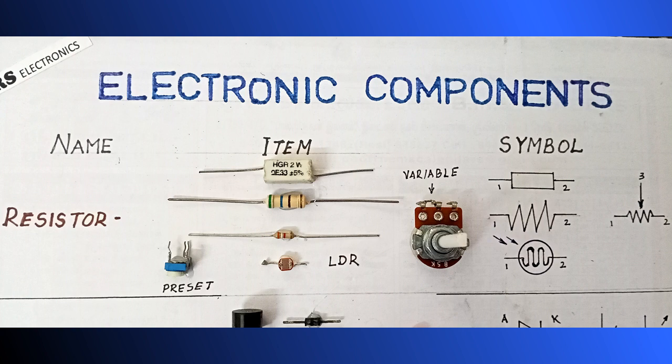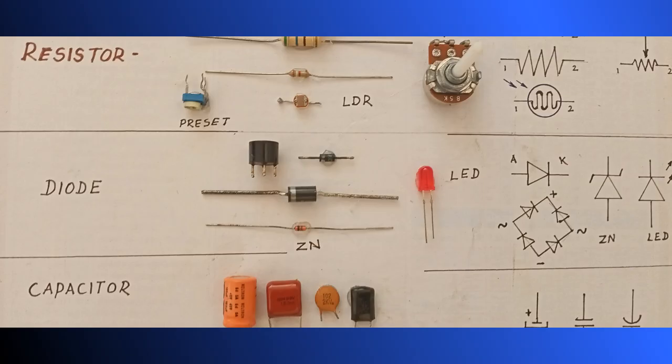The same way, a resistor that depends on temperature is called a thermistor. Okay, so this is how that formation is. Now next we switch on to the diode.